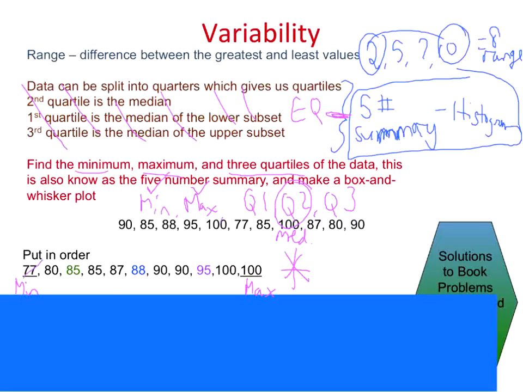The other way you could do it is you can cross them off. So I keep crossing off ones from each end until I get to the very middle. So that would be my Q2.